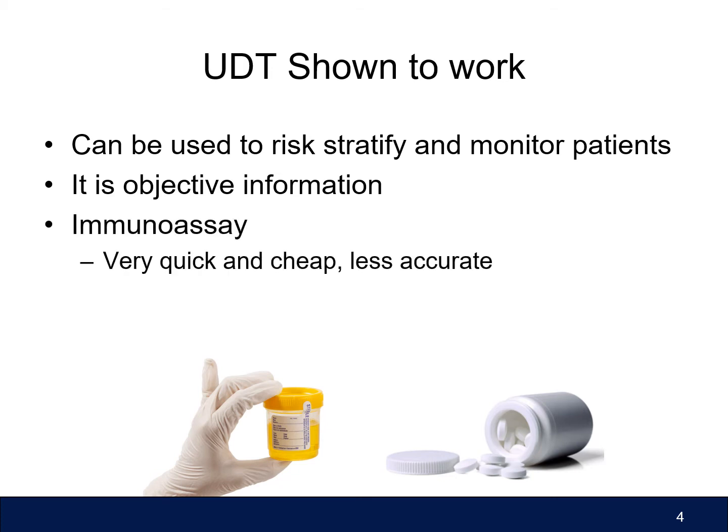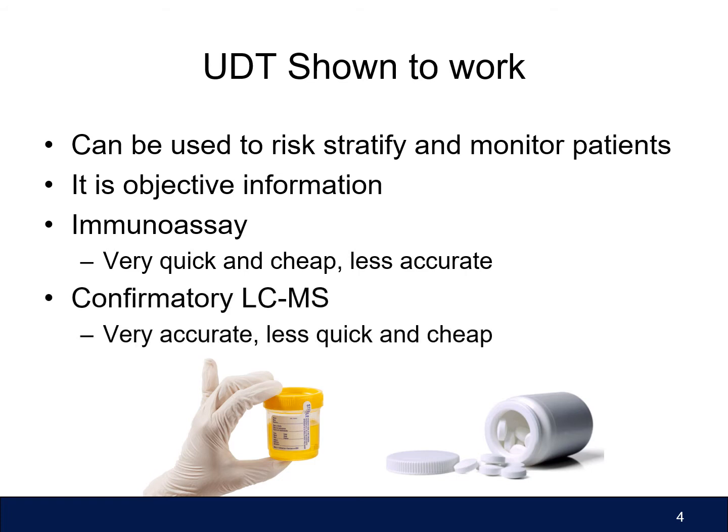Urine drug testing is available as point-of-care immunoassays, which are cheap and quick tests, or in the form of confirmatory testing with liquid chromatography mass spectrometry, which is extremely accurate compared to immunoassay, but takes more resources to obtain. Unfortunately, there is currently not a lot in the way of high-quality literature assessing the usefulness of urine drug testing as a decision-making tool when prescribing opioids for non-cancer chronic pain.